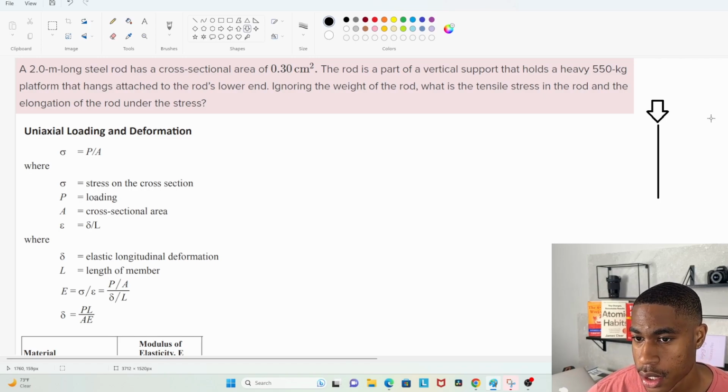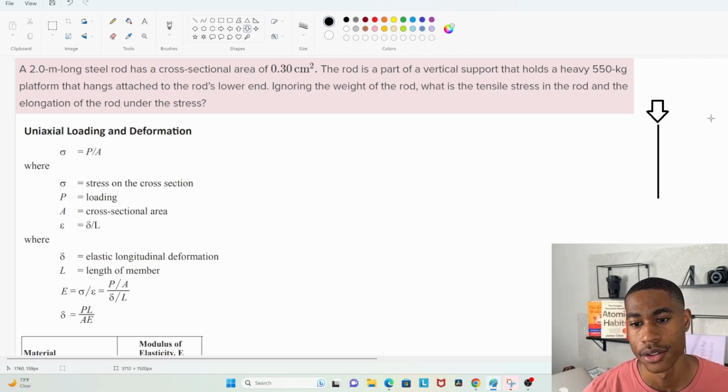So how would we start this problem? Well, what is it asking us for? It was asking us for the tensile stress in the rod. So I know that I'm going to need to find some sort of stress and elongation. So will I need to use my FE manual for this problem? Yes, I will. I will need to find formulas that have tensile stress in it and elongation.